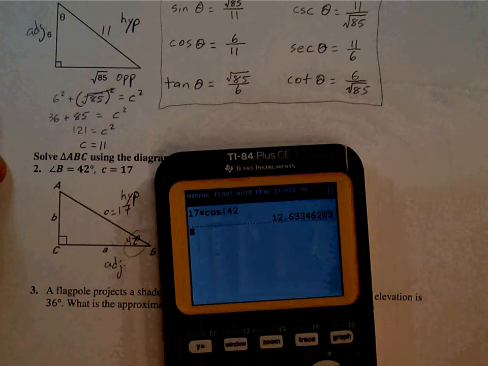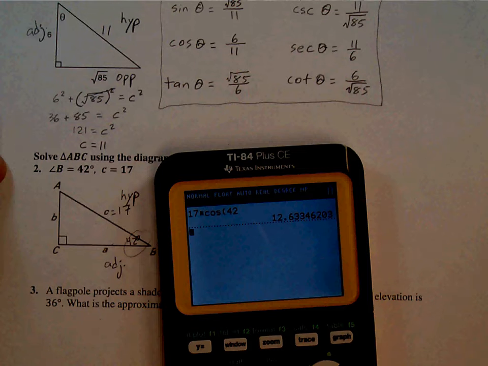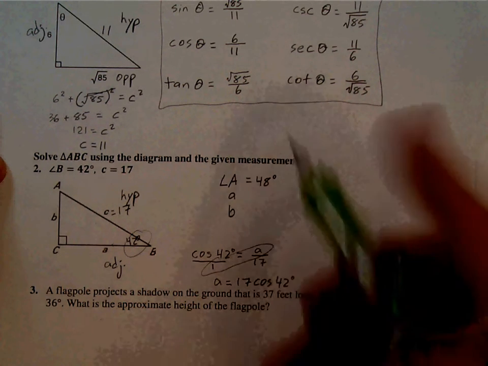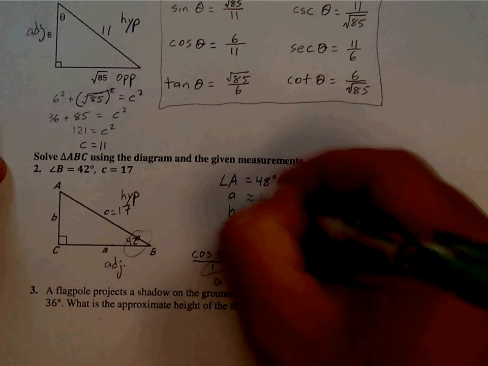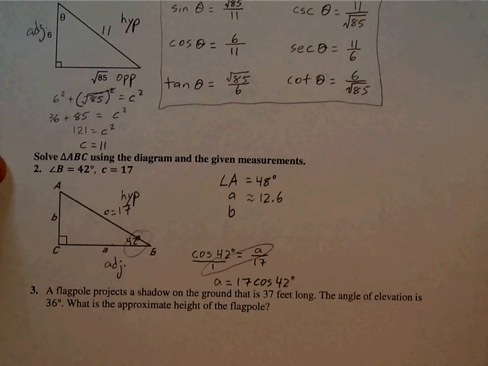And my answer then would be 12.6. It doesn't say how much to round it to, so I'll just round it to the nearest tenth. So A is about 12.6.